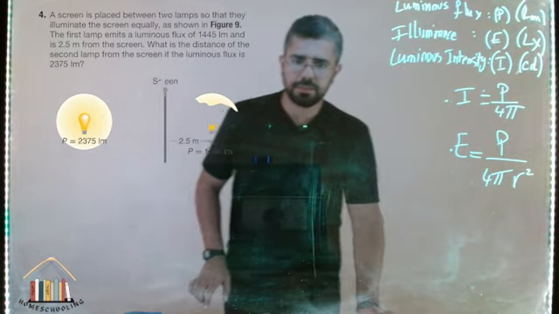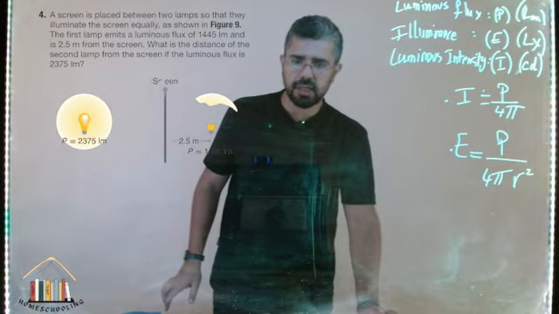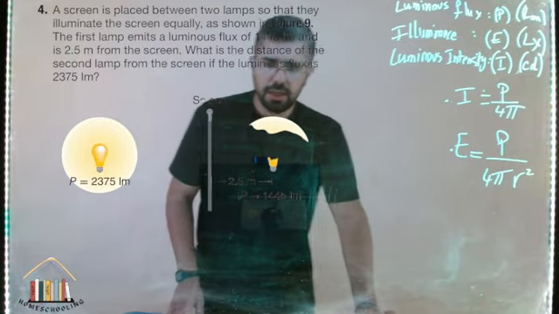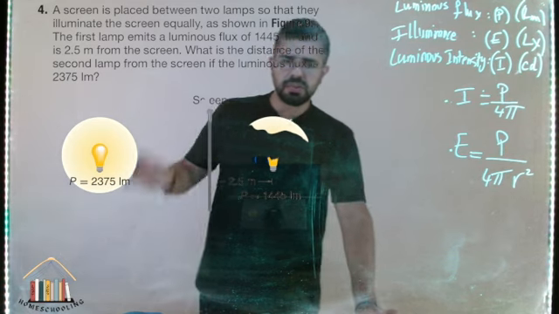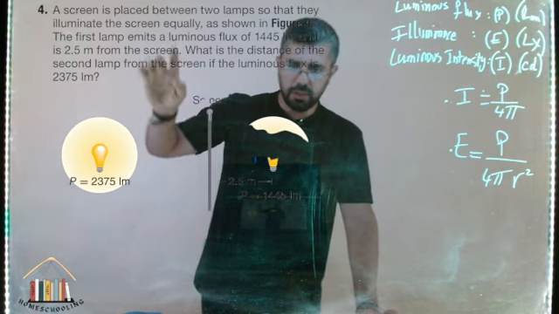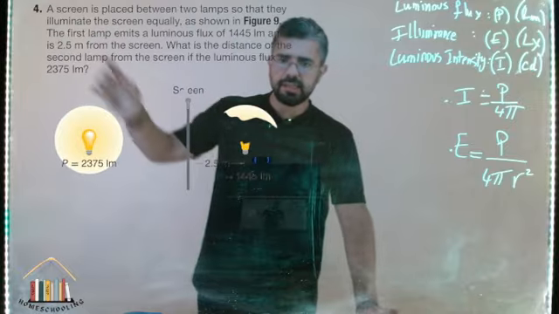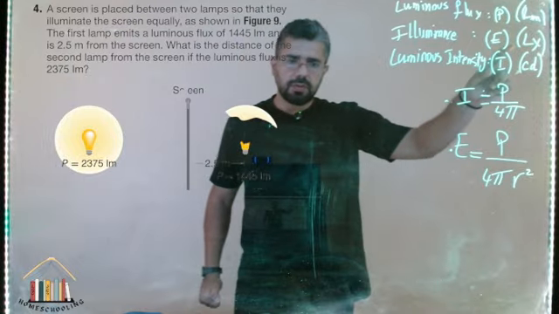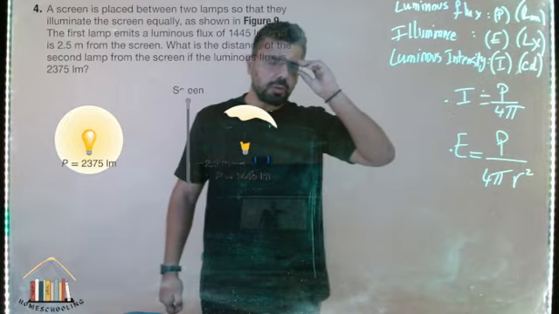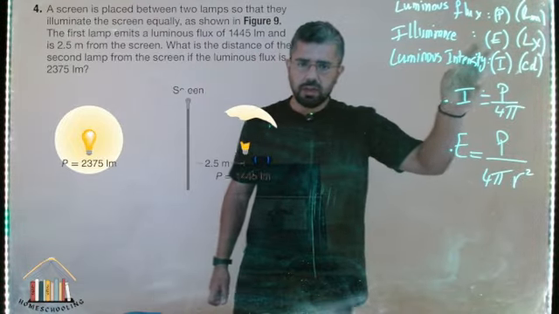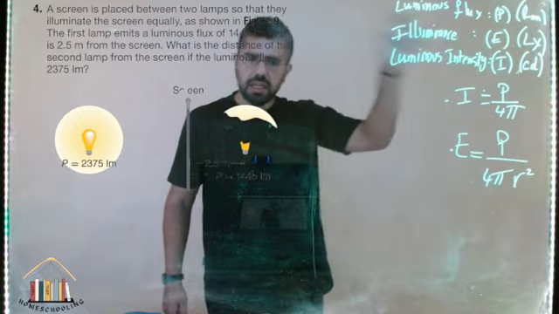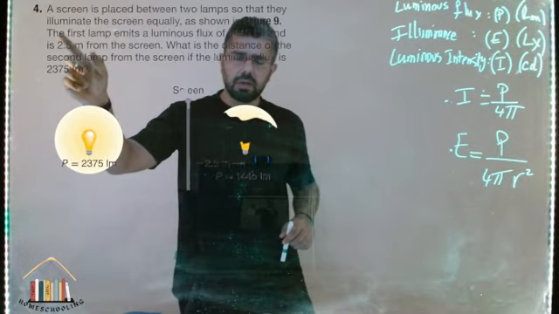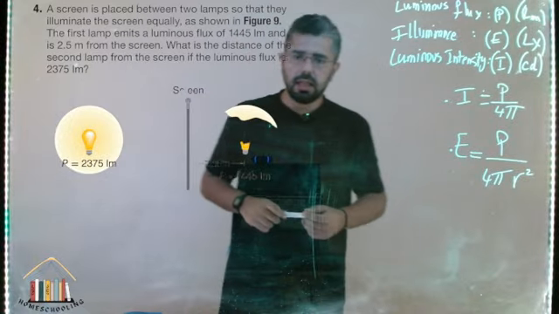All right, so let's discuss now, time to discuss question number 4. A screen is placed between two lamps so that they illuminate the screen equally. What does this mean? So we have two light bulbs. Each one is providing its specific illumination, but both of them are equal. Both E are equal. So what can you write? We can say here E1, because of light 1, is equal to E2 for light number 2.